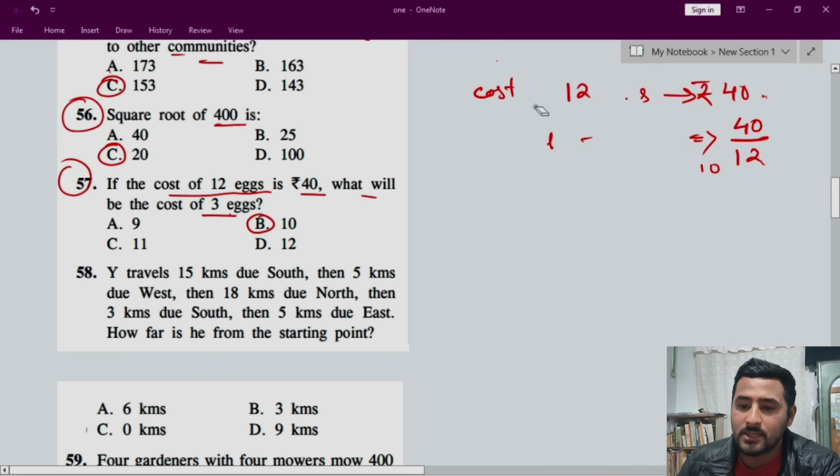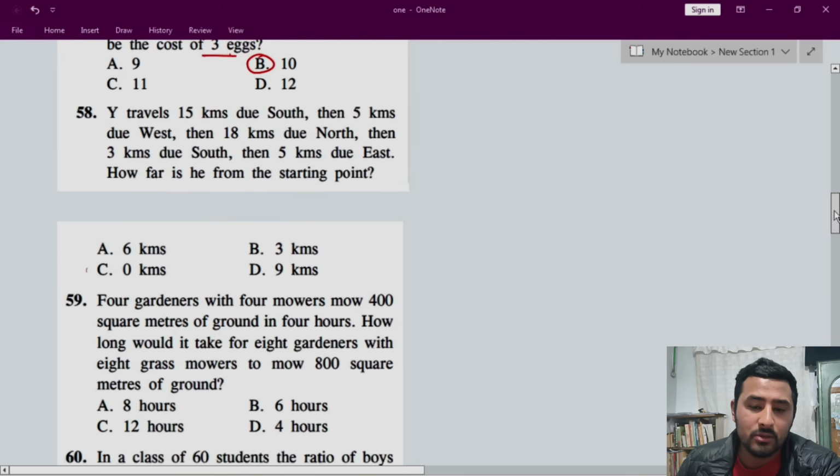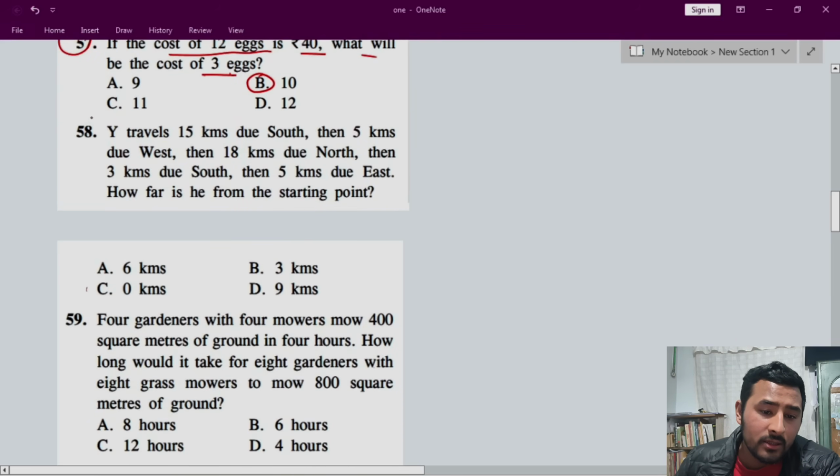Let's go to the next question, question number 58. This is a reasoning question. We say distance and direction as well. So Y travels 15 kilometers due south. Let me draw one picture here.